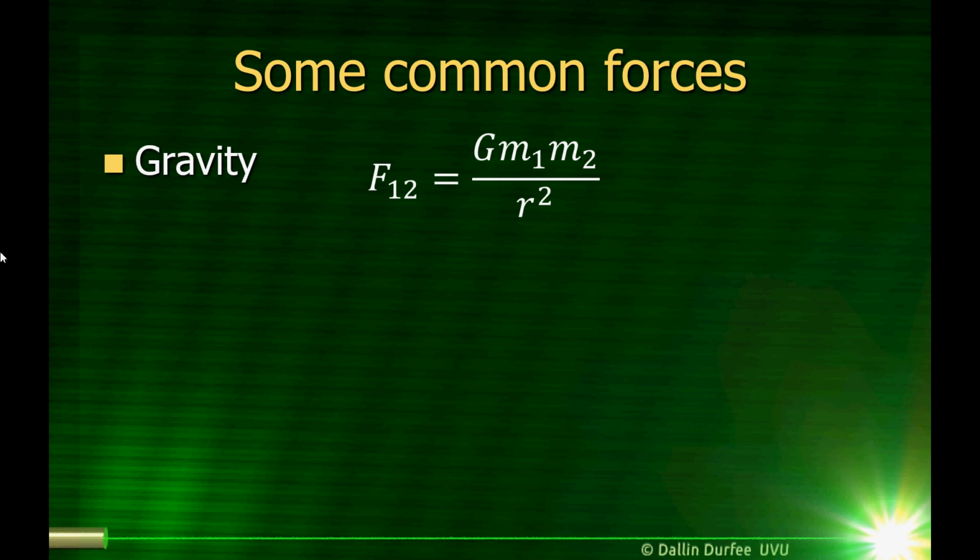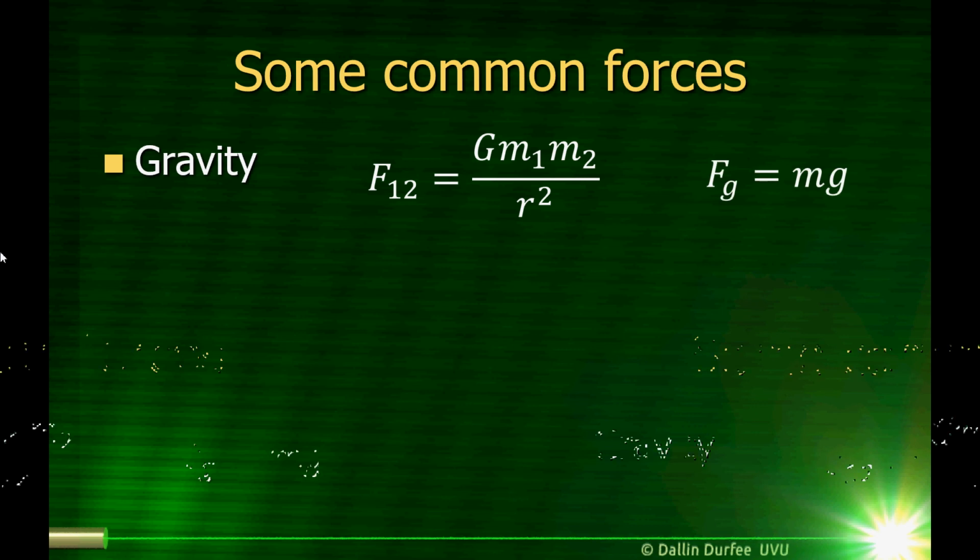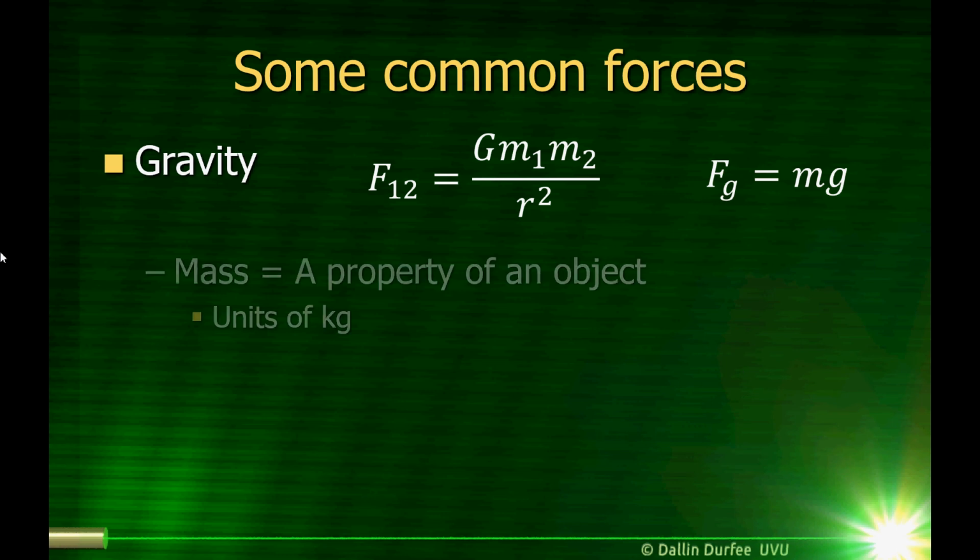For now, most of the problems we work will be things falling under gravity near the surface of the Earth. And when we're near the surface of the Earth, you can just approximate the force of gravity as being a constant. The force of gravity is just equal to the mass of the object it's acting on times a constant g, where g is the acceleration due to gravity near the surface of the Earth.